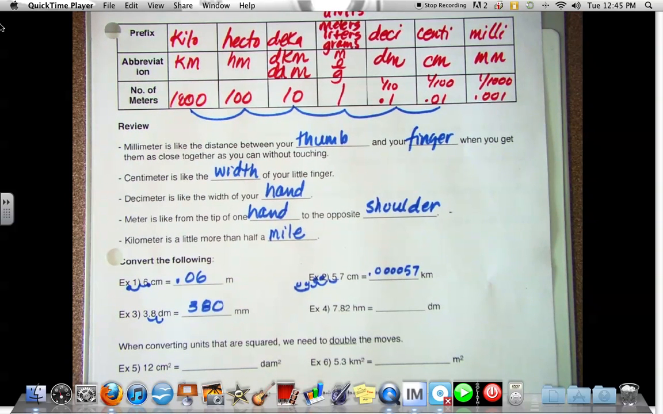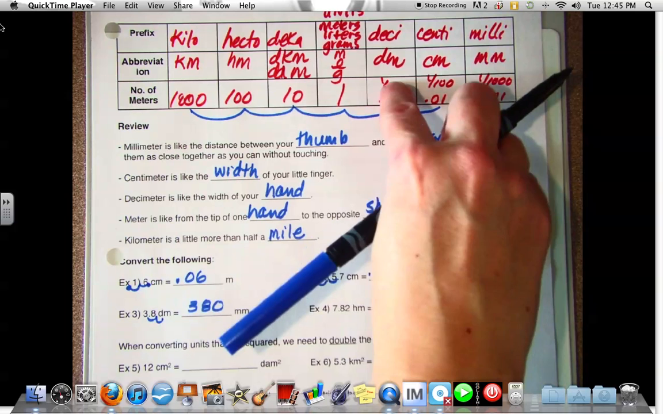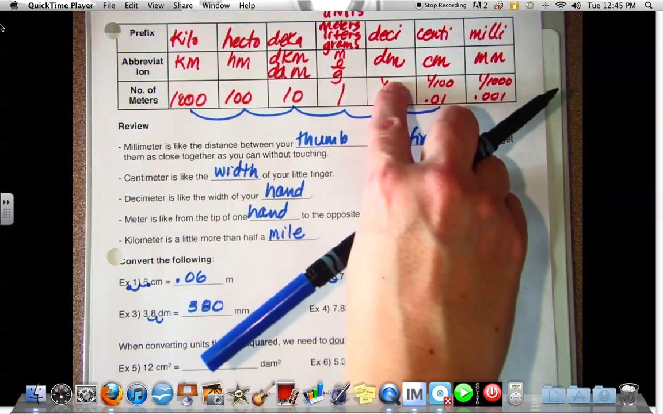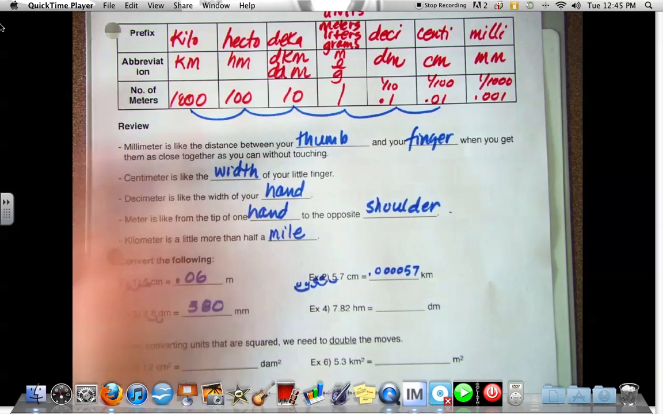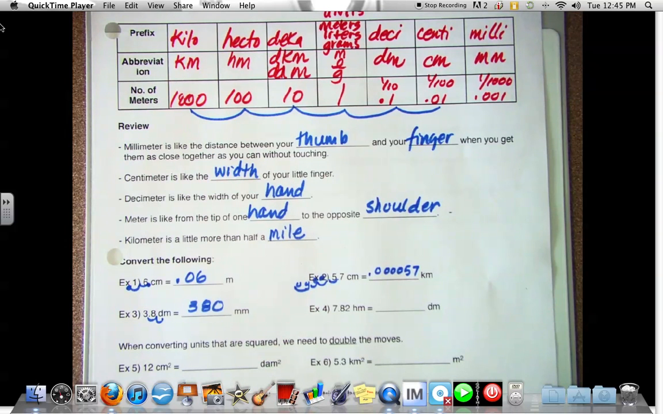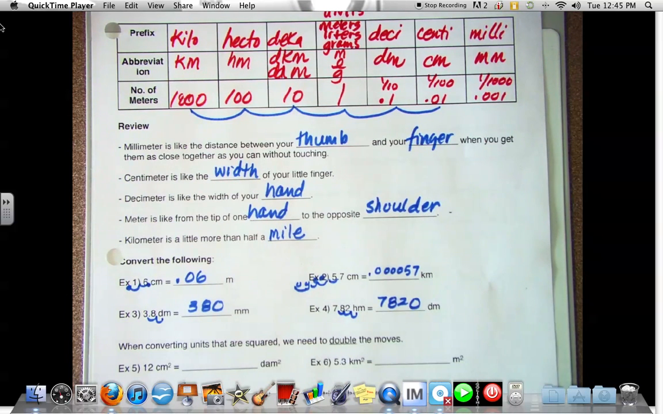Example 4, 7.82 hectometers. That we need to change to decimeters. So we're starting at hecto, we need to go to deci. So how many hops would we make? 3. Not deca, deci, right. So how many are we going to make? 3, which direction? Okay, so 1, 2, 3. So that's 7,820 decimeters. Okay, so that was a piece of cake.